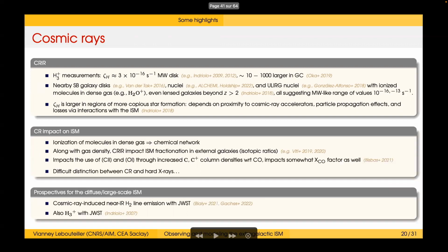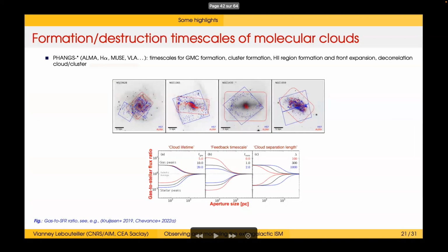I'll go quickly. With JWST, we expect new results for the diffuse large-scale ISM with near-infrared H2 line emission or H3+. So I think it's going to be interesting for prescriptions for the extragalactic ISM. I think I'm running out of time.